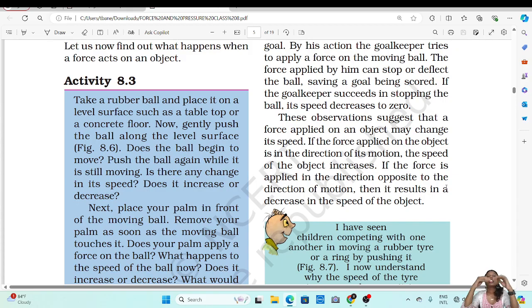Now say there's a moving ball, and its speed is gradually decreasing. Now you again kick the ball in the same direction. Its speed has increased. When we were talking about the goalkeeper, when the player kicked the ball, the speed of the ball was very fast. If it had hit the goal, it would have hit with the same force. But the goalkeeper stopped the ball. In that case, the speed of the ball decreased because a force in the opposite direction to the motion of the object was applied.